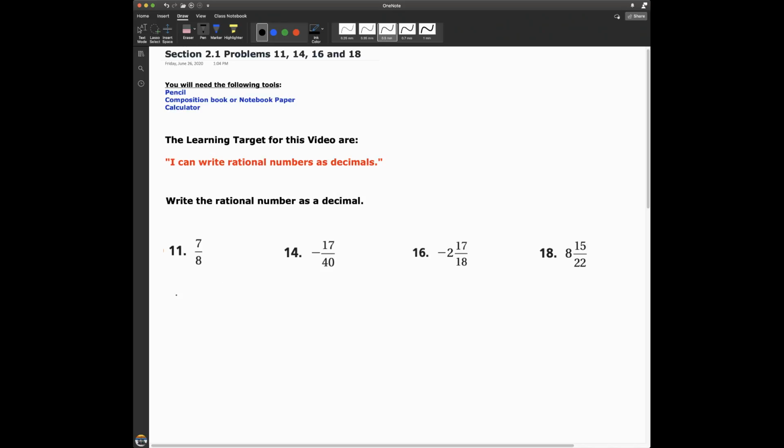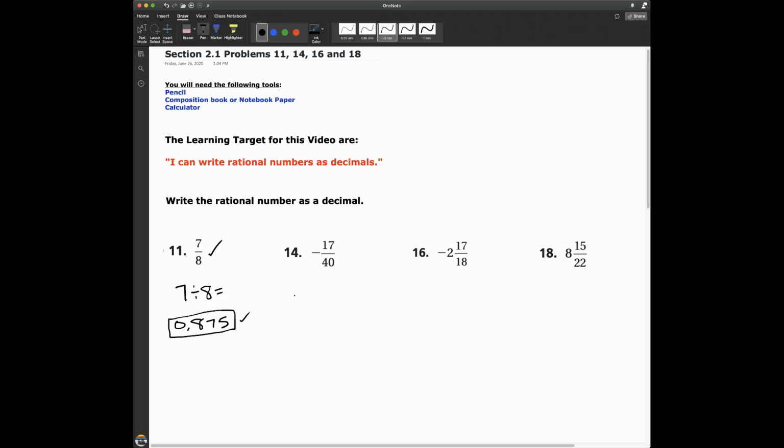So what do I do? Here's what you do. In your calculator, you're going to take 7 divided by 8, and you'll get a decimal. When you put that in your calculator, you will just get 0.875. That's it. So now I've taken this rational number and I have written it as a decimal. That's all you have to do. Pretty easy.